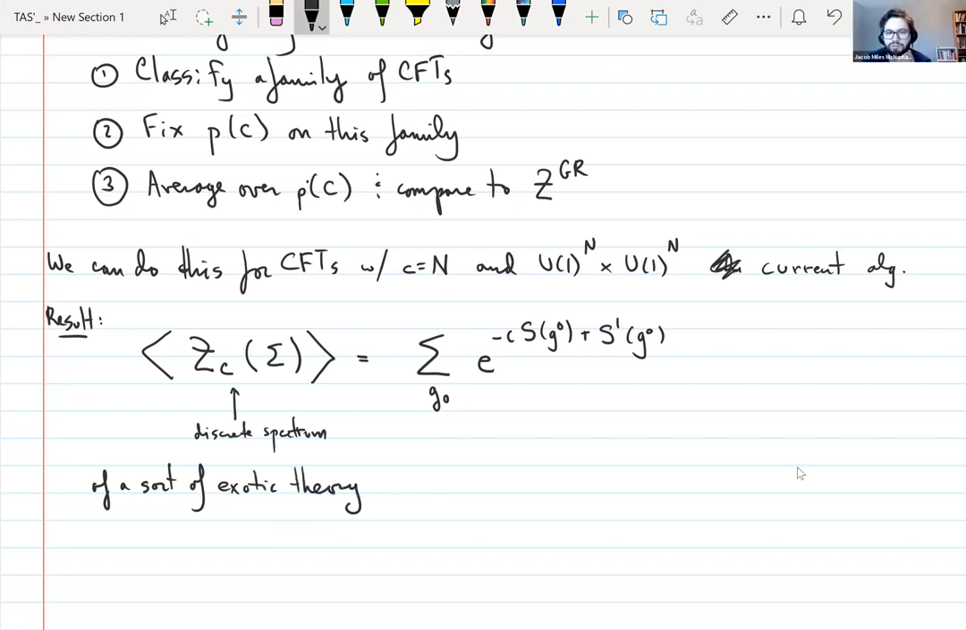Is this equation you wrote true for any sigma, including sigma disconnected? Absolutely, I'm going to get to that.